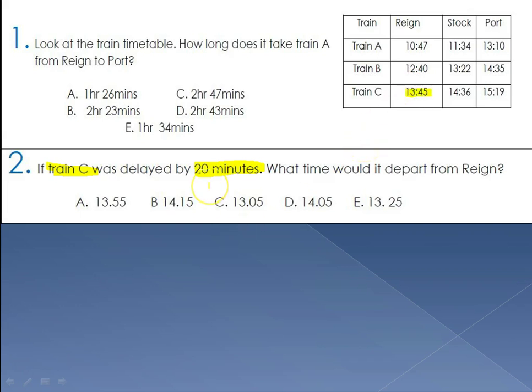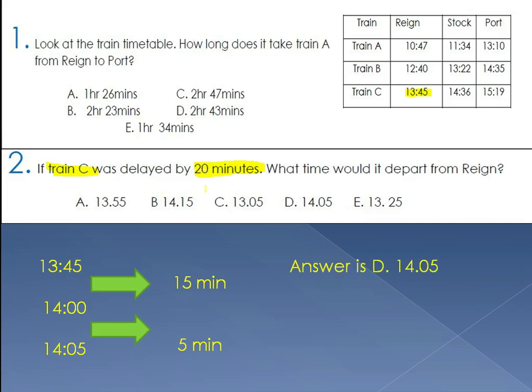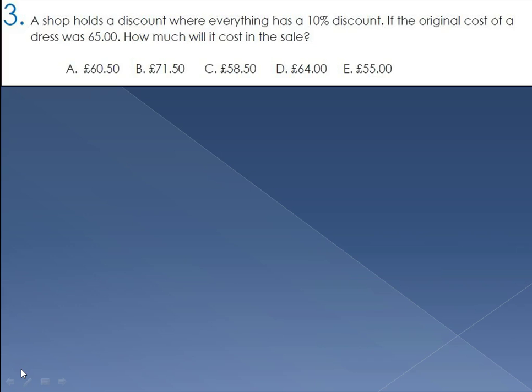Delayed by 20 minutes, so I nearly break down the minutes. 13:45, if I was delayed by 15 minutes, I would bring it up to the hour, which is 2 o'clock, 1400 hours. 15 minutes has gone past from 1:45 to 2 o'clock. Now it says it's delayed by 20 minutes, so there's an extra 5 minutes that need to be added on, so 14:05. That brings it up to 20 minutes. So it would depart from Rain, if it's delayed by 20 minutes, at answer D, 14:05. Okay, let's look at the next question.